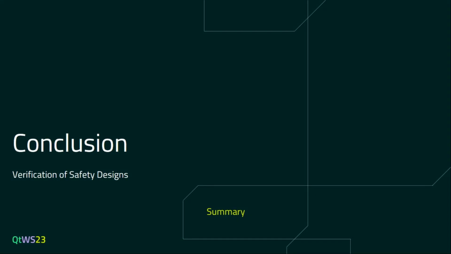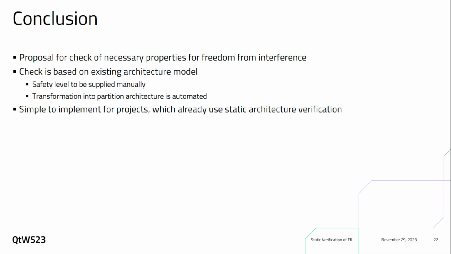And to conclude, this is a proposal to ensure at a very early stage in the development that you will not run into a lot of MPU issues during integration of the software system. And it gives some confidence that you have covered this topic, freedom from interference, completely. It's based on an existing architecture model. So if you already have a verification of your architecture in place, it will be very easy to apply this.